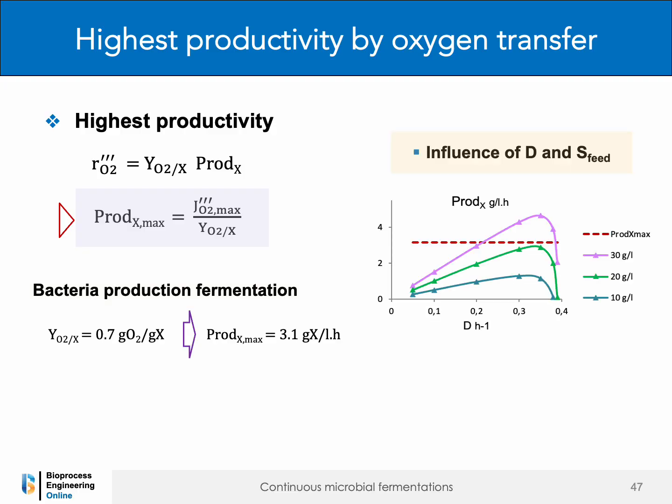As previously observed for the volumetric oxygen consumption rate, for feed sugar concentrations up to 20 grams per liter, the productivity Prod_X remains lower than Prod_X max over the entire range of dilution rates considered. At higher feed sugar concentrations, however, the productivity is limited by Prod_X max above a critical dilution rate. This critical dilution rate decreases as the feed substrate concentration increases, reflecting the growing oxygen demand associated with higher biomass production.